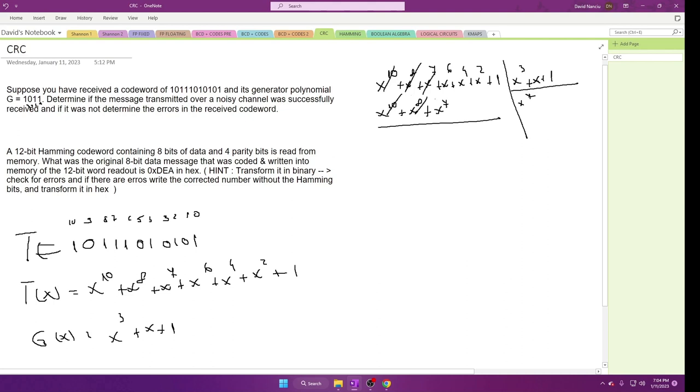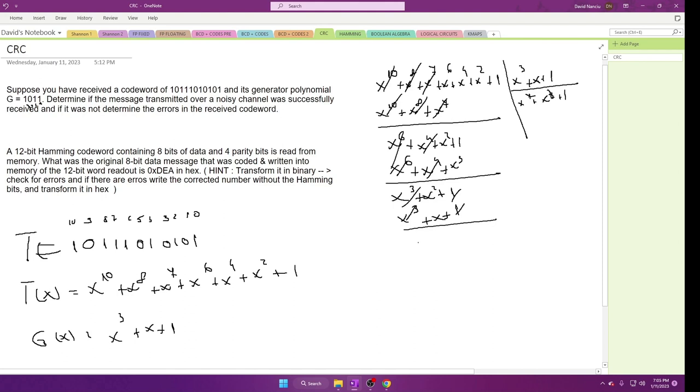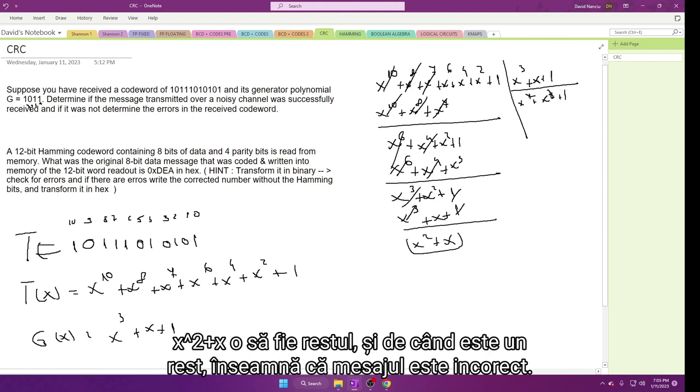Those will disappear, and we'll get x at 6 plus x at 4 plus x at 2 plus 1. x at 3, sorry, multiplied with this will give us x at 6 plus x at 4 plus x at 3. Those will disappear, and we'll get x at 3 plus x at 2 plus 1, which will give us 1 here. Multiply by x at 3 plus x plus 1, and it disappears. X at 2 plus x will be the rest, and since there is a remainder, that means that the code word is not correct and it's wrong.